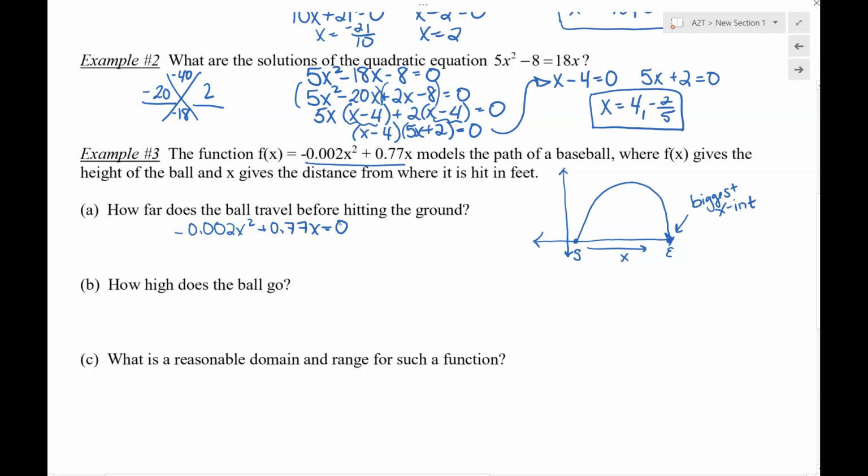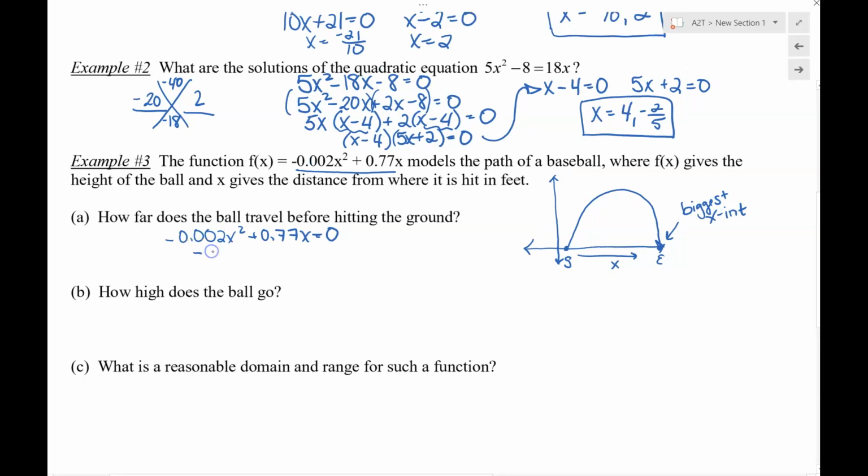In order to get rid of my decimals, now you don't have to, but if you want to, you can multiply by 10 or 100. So I'm going to multiply by 100. Negative 0.2x squared plus 77x is equal to 0. So that means I move the decimal 2 spaces because I multiply by 100. I'm going to factor out an x. So I get negative 0.2x plus 77 is equal to 0.